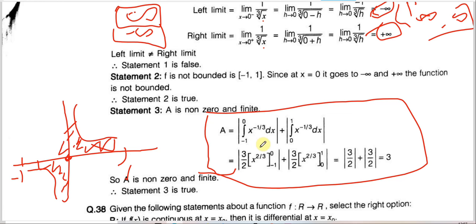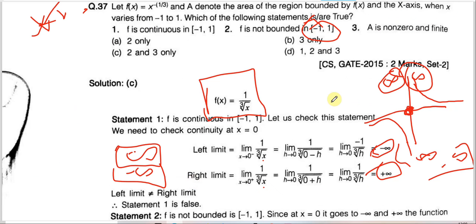So if we integrate part by part, this part alone and that part alone, then we can integrate each alone, and that will be its area. So it is also non-zero and finite. So statement 3 is also true. So 2 and 3 are true.